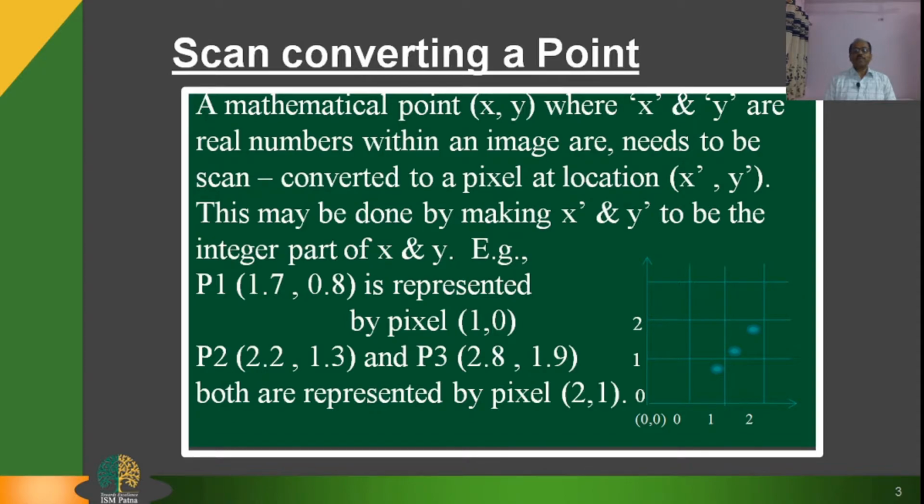If we consider another point, that is P2, 2.2 and 1.3, that will be considered as 2 and 1. So, you may see that it is away from the previous P1, but both are considered the same way by rounding off their fractional part. So, in this way, the points are scan converted.